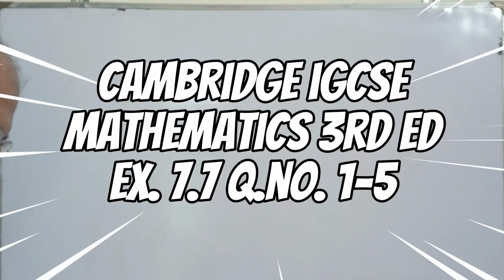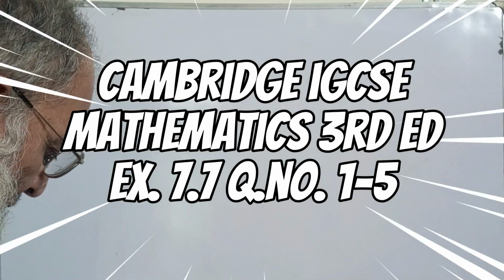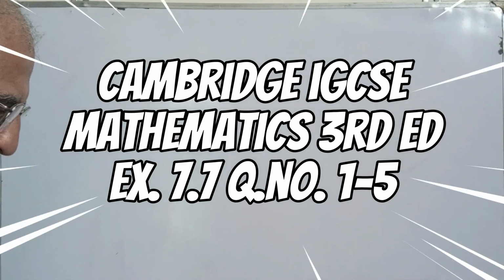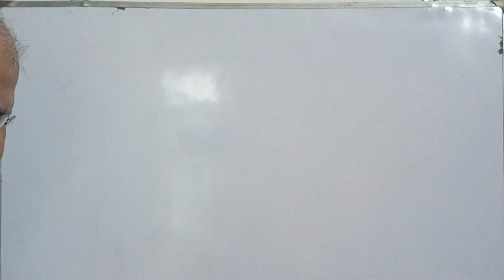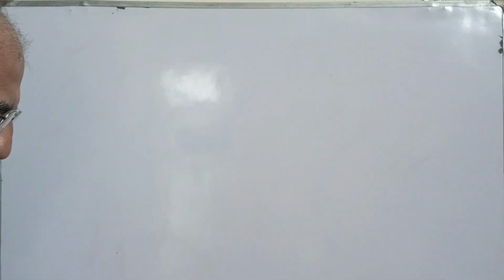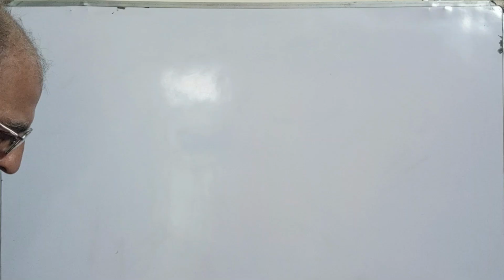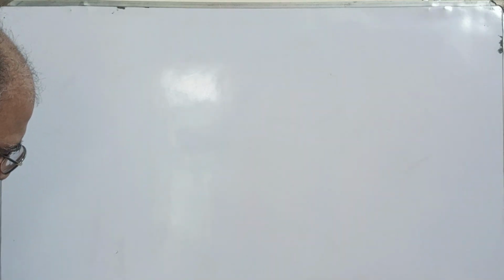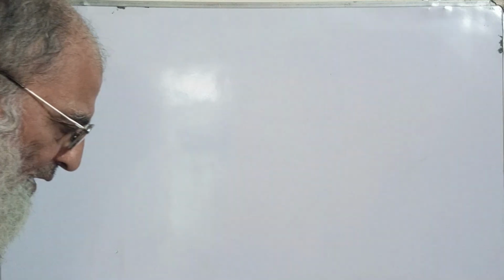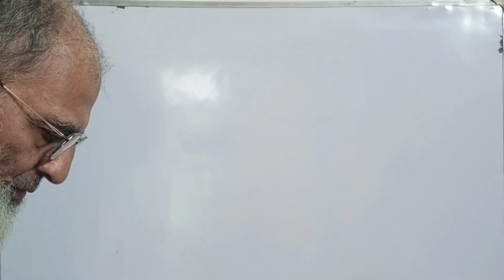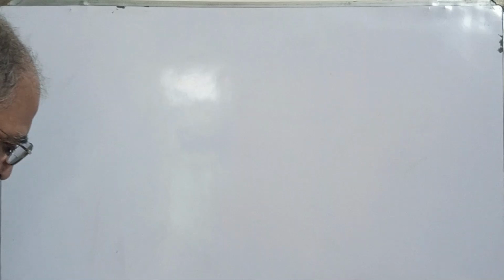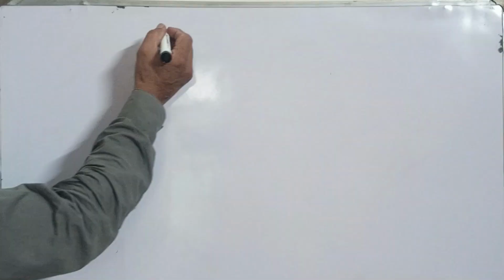So it is time for exercise 7.7 and the book is, I always show you the book, Cambridge IGCSE Mathematics Core and Extended, third edition. So our chapter today is sphere.